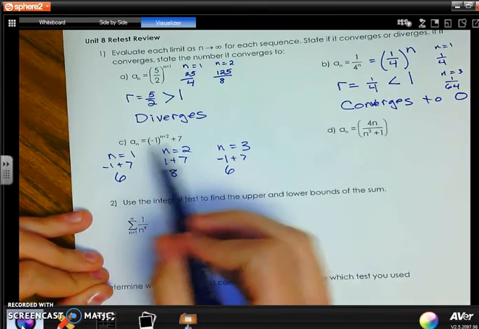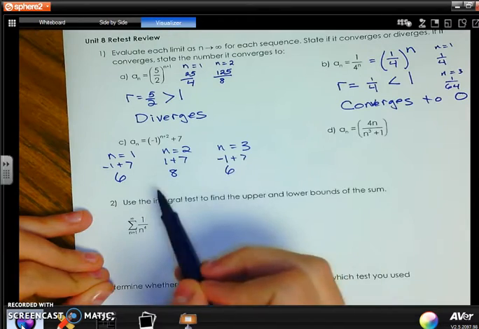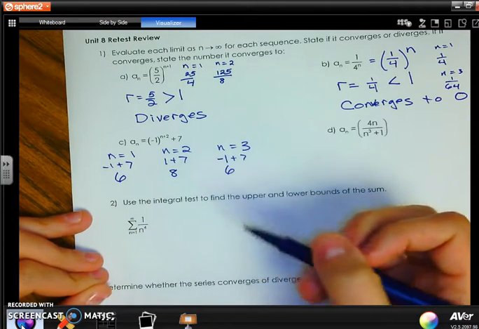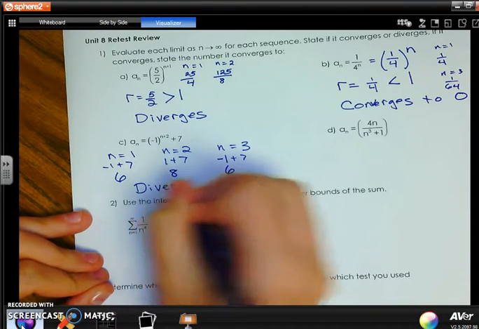What's going to happen as n approaches infinity here is this is just going to bounce back and forth between 6 and 8, 6 and 8, 6 and 8. So it's not approaching one number. This is diverging because it's oscillating. Things that oscillate diverge.